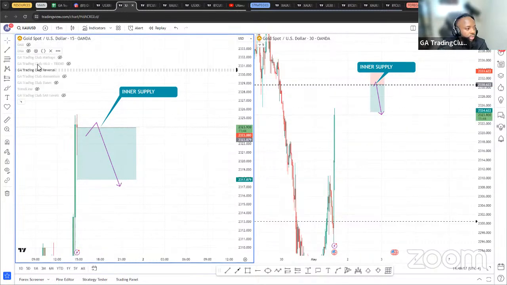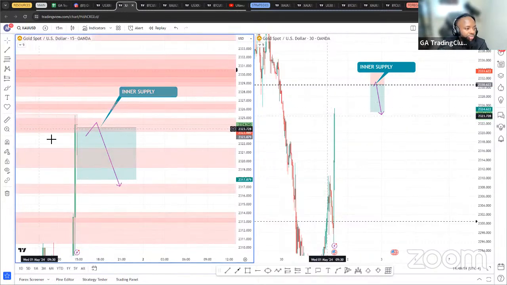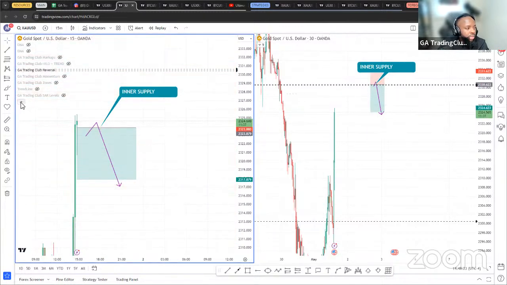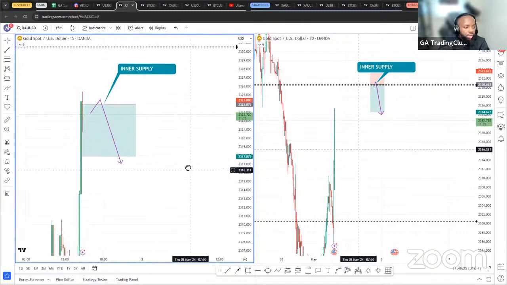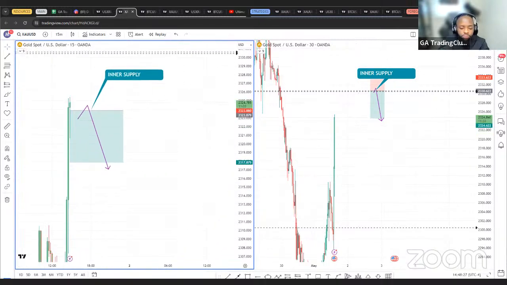But we do know here we have sellers. So when that happens, give me a second. Let me take a screenshot for my journal real quick.